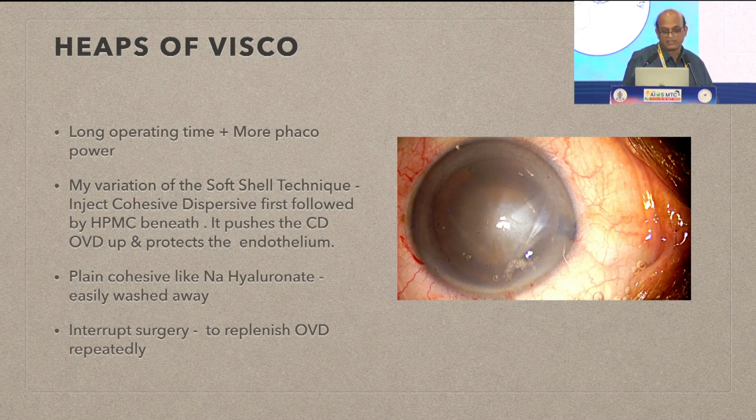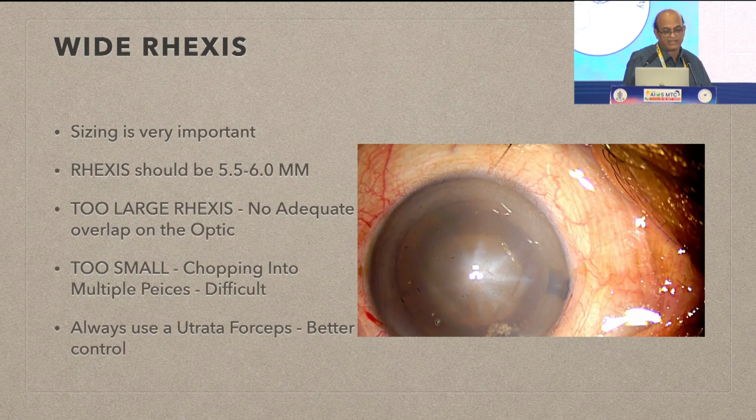While doing the surgery, one should always interrupt in between to replenish the anterior chamber with OVD whenever required. After the anterior chamber is reformed with the OVD, one has to make a rexis. The sizing of the rexis is very important, and one should always aim for a 5.5 to 6 millimeter rexis.